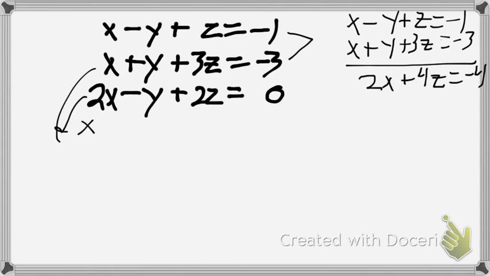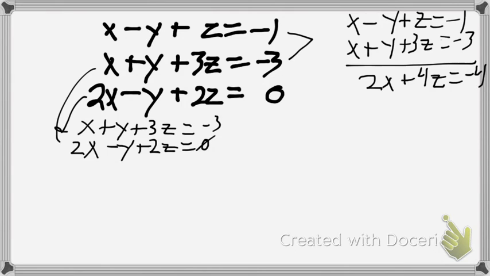Then we're going to take our bottom two, and add those two together. So we have x plus y plus 3z equals negative 3, and 2x minus y plus 2z equals 0. We're going to add those together. So now we have 3x plus 5z equals negative 3.